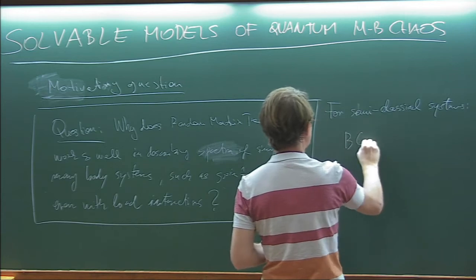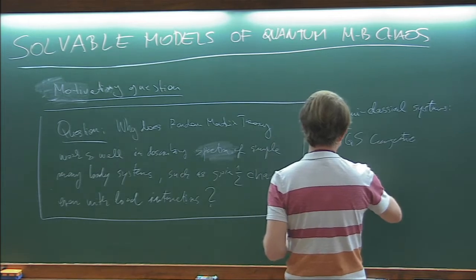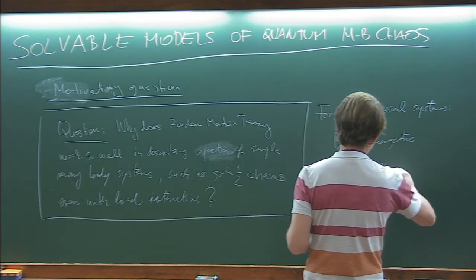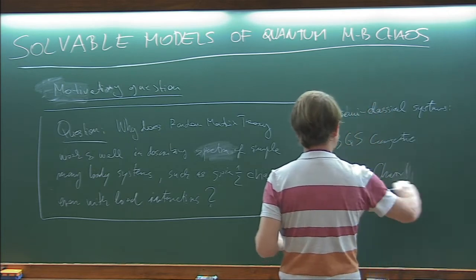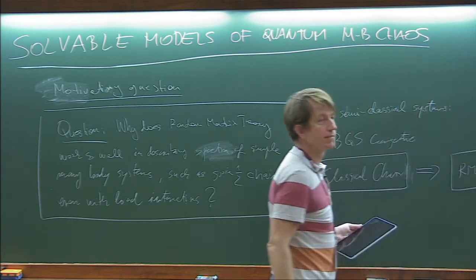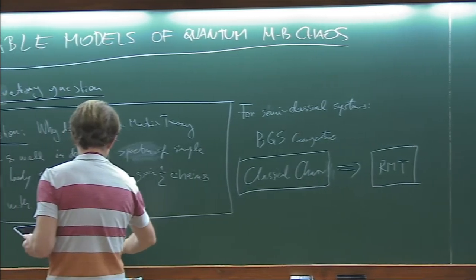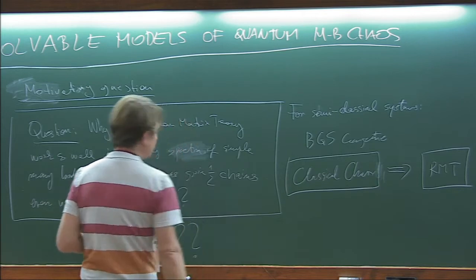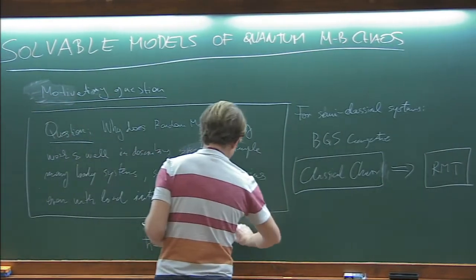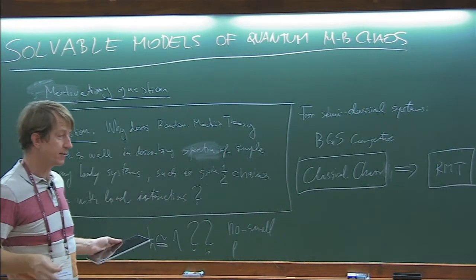We have the Bohigas-Giannoni-Schmit conjecture, which says, in very simple words, roughly, that classical chaos means random matrix theory. Now there is no classical chaos here, because when you have non-integrable spin chains, there is no classical limit. There is h bar equal to 1, so there is no small parameter. There may be small parameters.